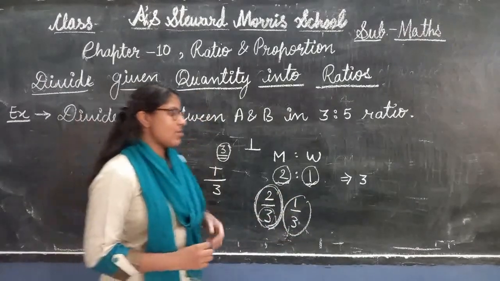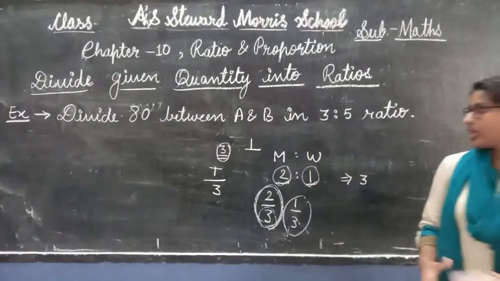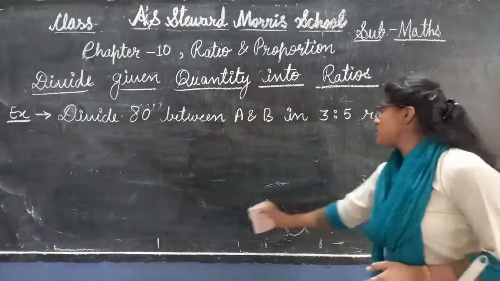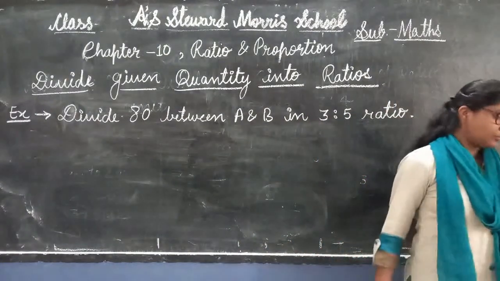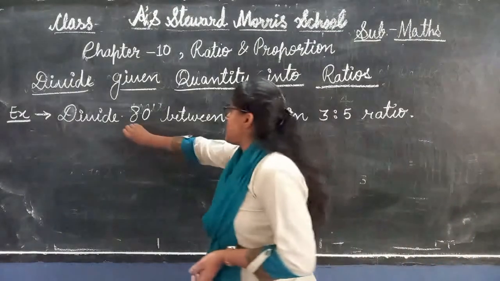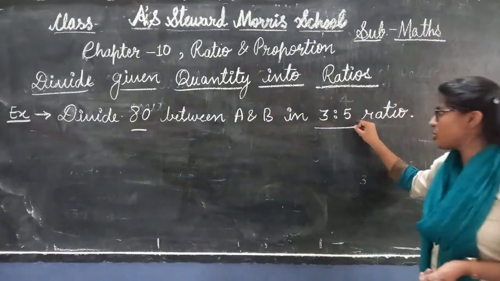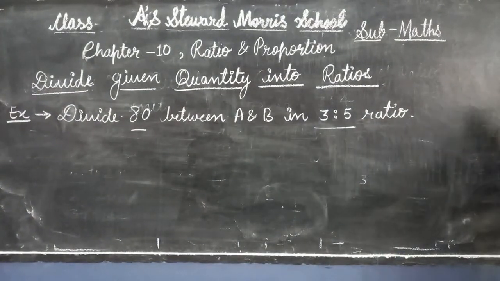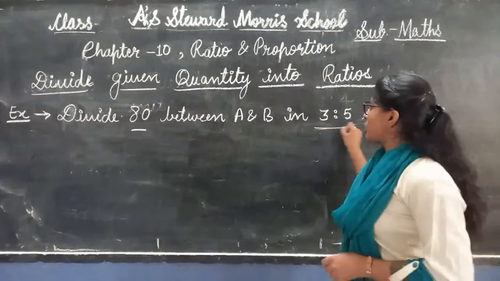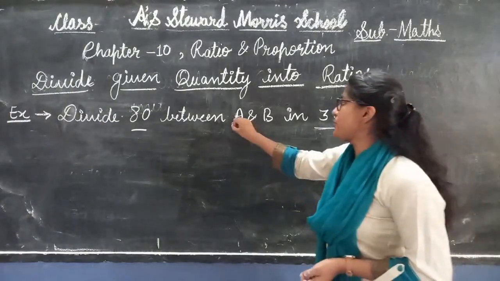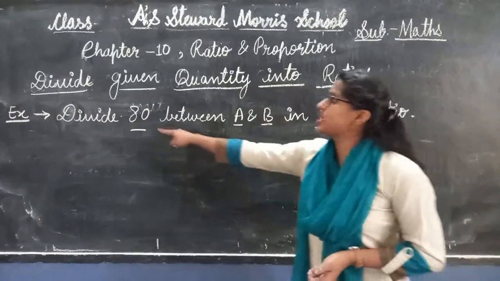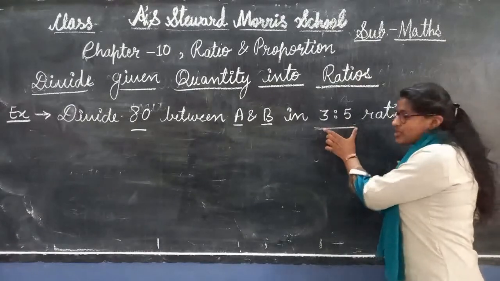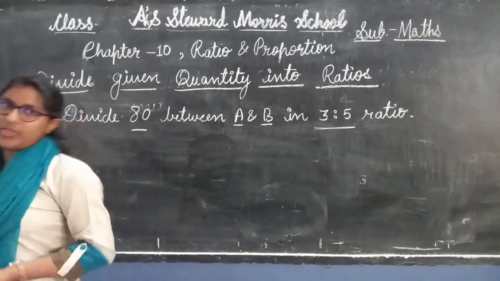Okay, one more example I am giving about this concept. Divide 80 between A and B in the ratio 3:5. You want to divide this 80 between A and B in which ratio? 3:5. For dividing, it is very necessary to know the portion of A and the portion of B in this 80. 3:5 is the ratio. We need to first find the portion of A and B.